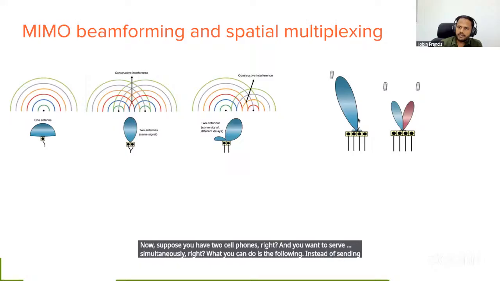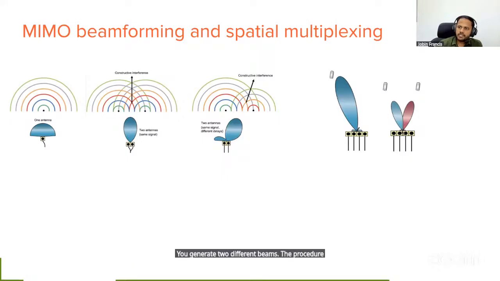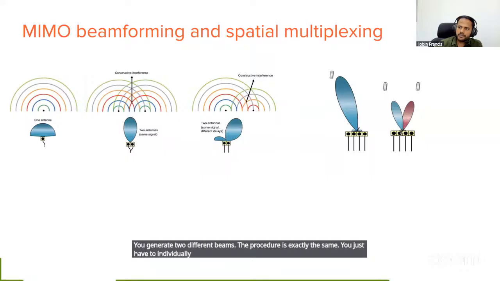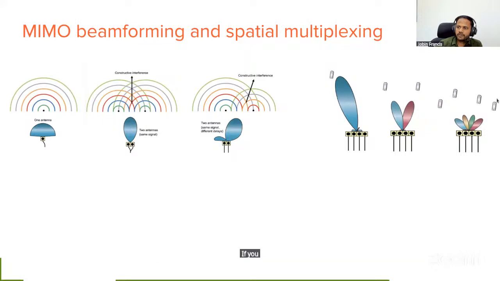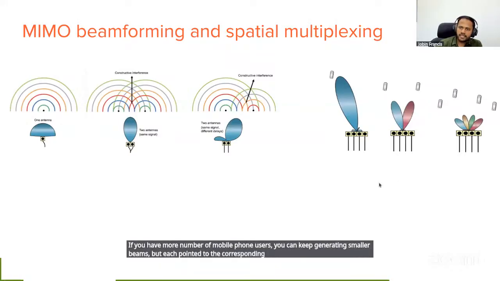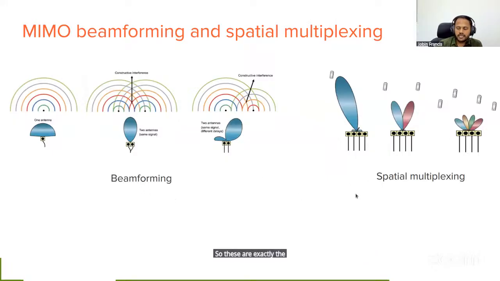Instead of sending one big beam directed to only one user, you generate two different beams. The procedure is exactly the same. You just have to individually generate two smaller beams and then add them together, and that generates signals meant for two different mobile phones, right? So you can keep increasing this. If you have more mobile phone users, you can keep generating smaller beams, each pointed to the corresponding user, right? So these are exactly the beamforming and spatial multiplexing capabilities of multiple antennas.